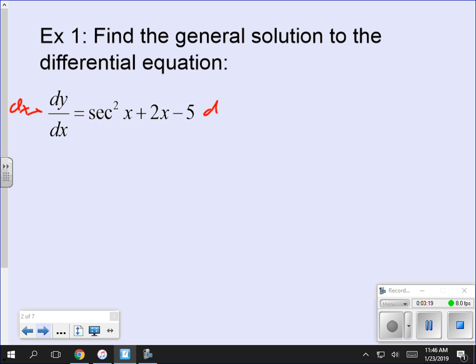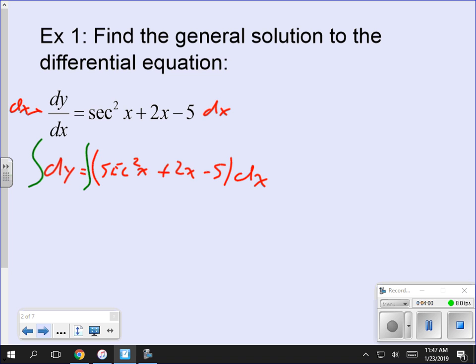Now, technically, there are some people that say you can't do that because technically dx is 0 and you can't multiply. That's correct. But basically, this is how you solve the problem. So you get dy equals the secant squared x plus 2x minus 5 dx. And technically, there are parentheses around everything, but you don't have to really worry about that here. Okay? Now, I want to get rid of the derivative, which means I integrate both sides.